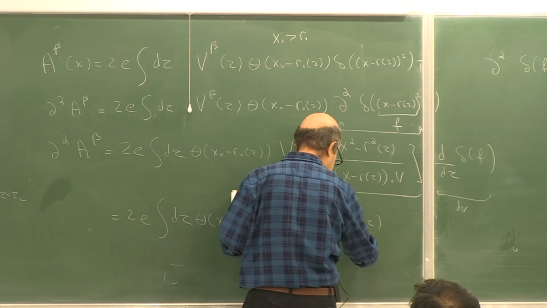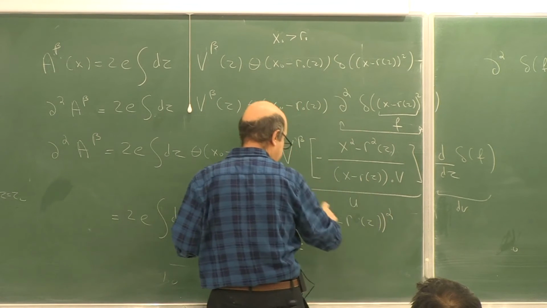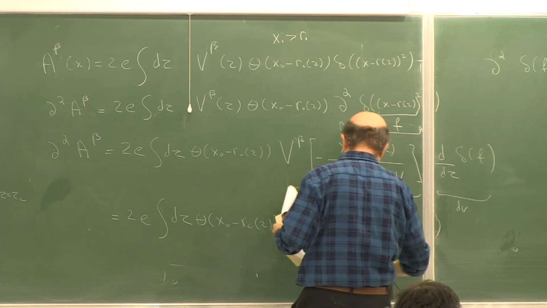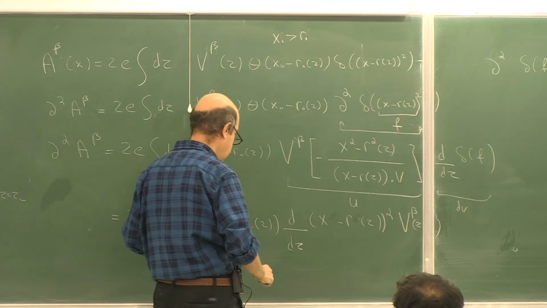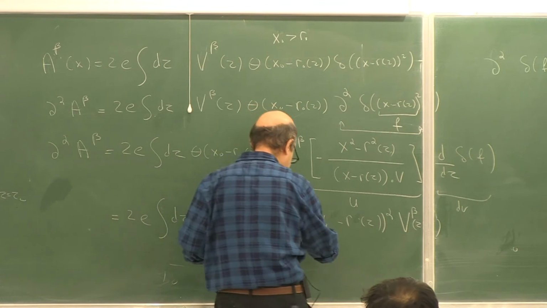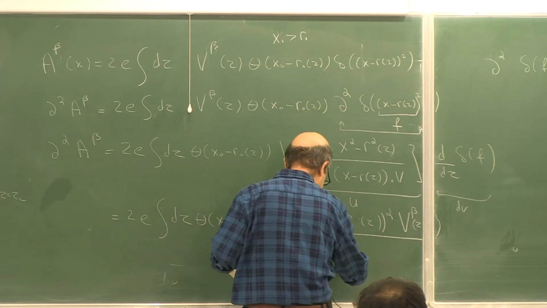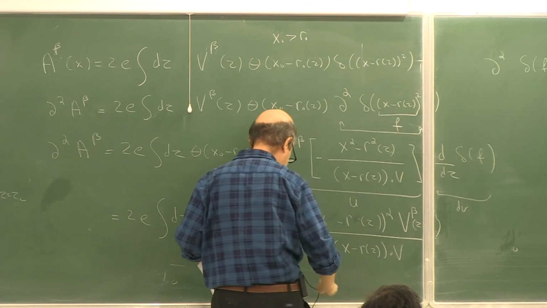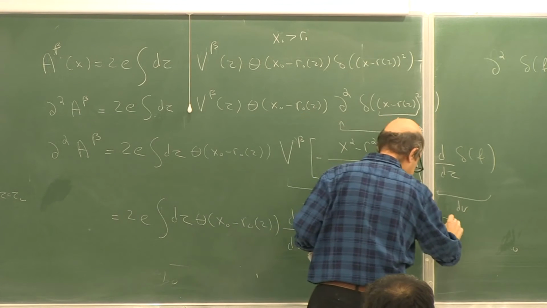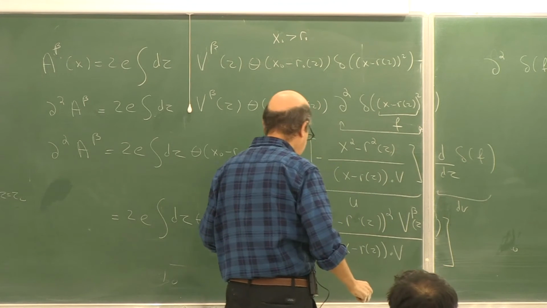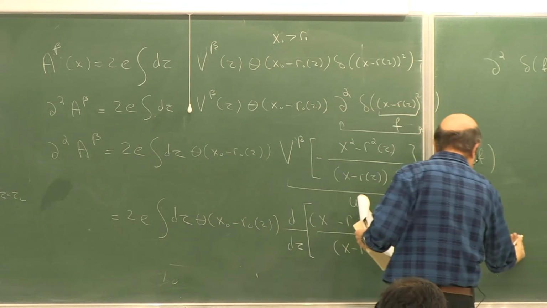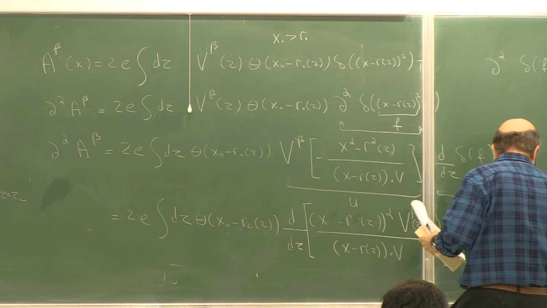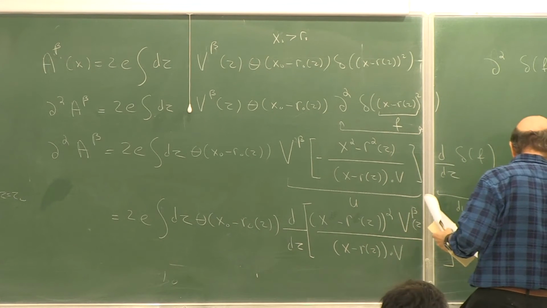So let me write it as just the difference, v^β depending on τ, divided by (x − r(τ)) scalar product with v. So we have this times the integral of this delta f, plus uv from minus infinity to plus infinity.